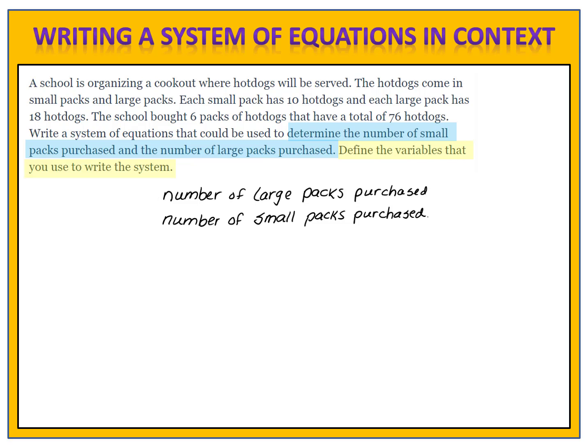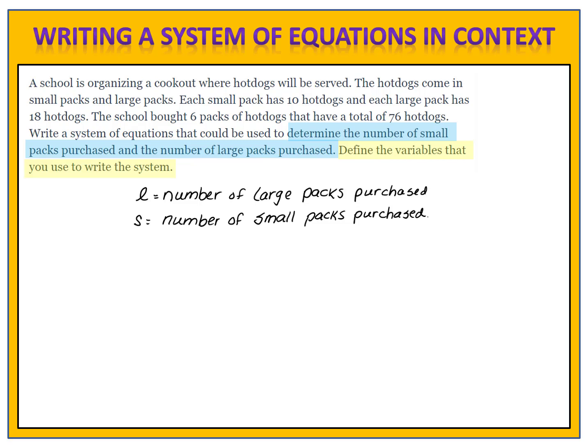Now we assign a variable to each of them. You can use any letter that you choose. I like to use letters that make sense. For example, for the number of large packs, I'll use the variable L, L for large. For the number of small packs, I'll use the variable S. But of course, you could simply use X and Y or any other letters that you choose.